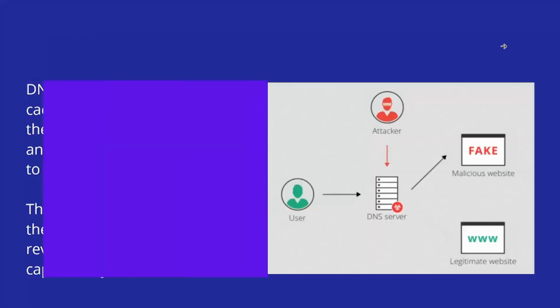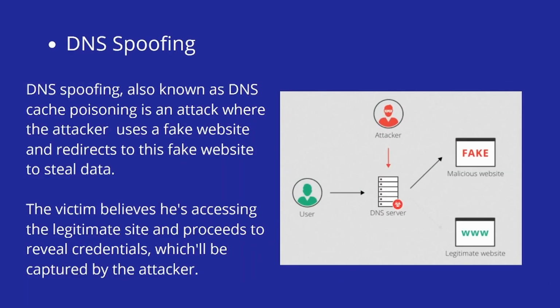DNS spoofing. DNS spoofing is also known as DNS cache poisoning. It's an attack where the attacker uses a fake website and redirects the users to this fake website to steal data. Credential harvester attack relies on DNS spoofing. The victim believes that the victim is accessing the legitimate site and proceeds to reveal the login credentials, and the attacker will capture this by the DNS spoofing.